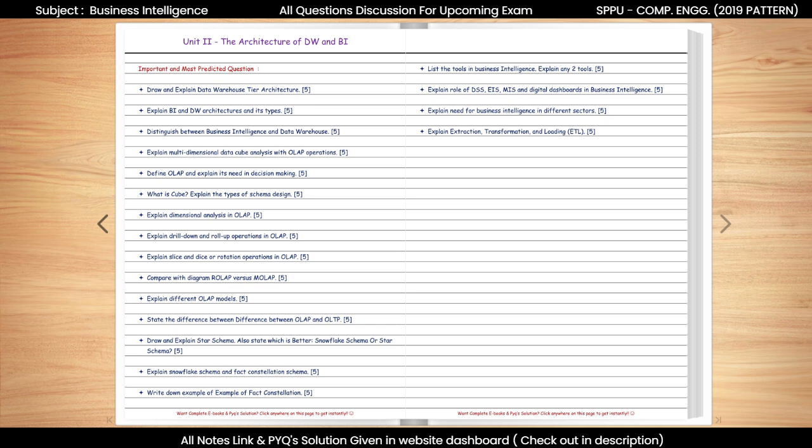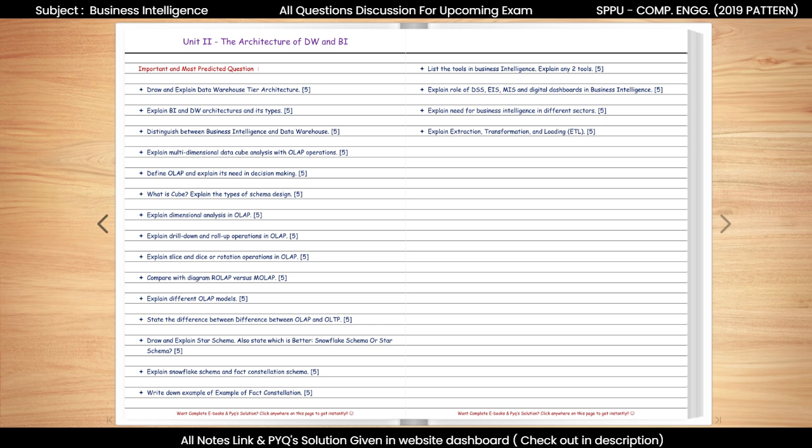Now, let us move on to our next important topic, roll-up versus mole-up. From this topic, we can expect questions such as, compare with diagram roll-up versus mole-up. Roll-up stores data in relational databases and performs analysis using SQL, while mole-up stores data in multidimensional structures. Mole-up offers faster performance, while roll-up provides better scalability. If I explain the diagram in words, one side shows relational tables and the other shows multidimensional cubes.